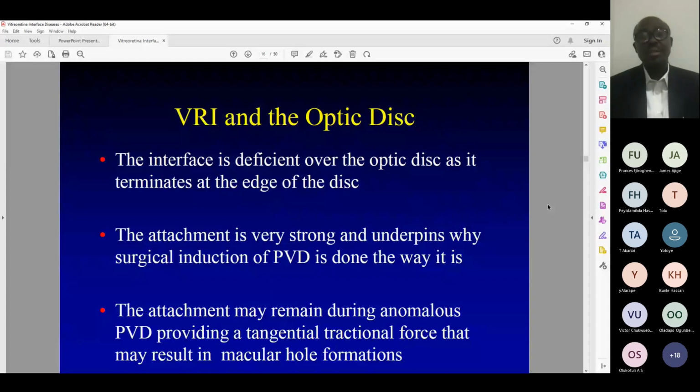The same attachment may remain during anomalous PVD, providing a tangential tractional force that may result in macular hole formation. In other words, sometimes during spontaneous PVD, you don't find this fully detaching from the optic disc. And now we know that macular holes have two mechanisms: the anteroposterior tractional force and the tangential tractional force. These tangential forces do happen because you have vitreous that is still attached to the optic disc, and it provides this tangential force towards the fovea. Can we see the next slide?